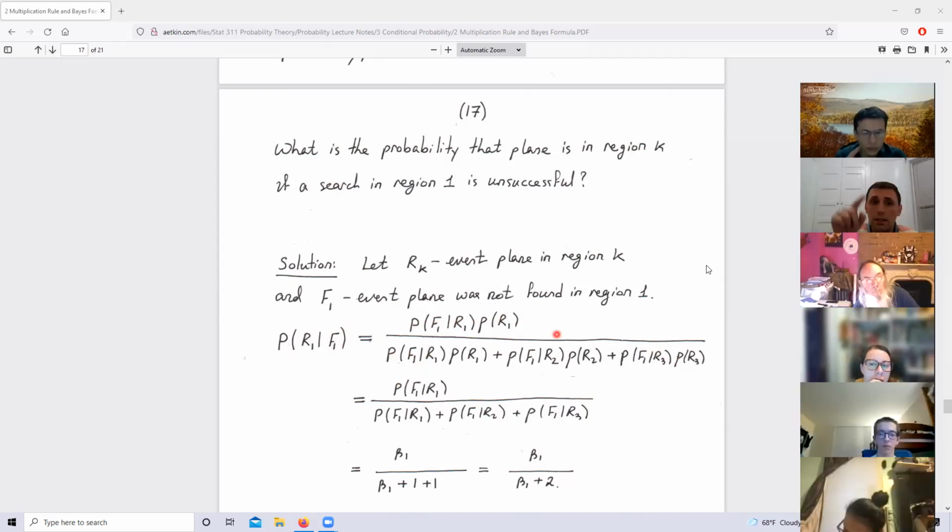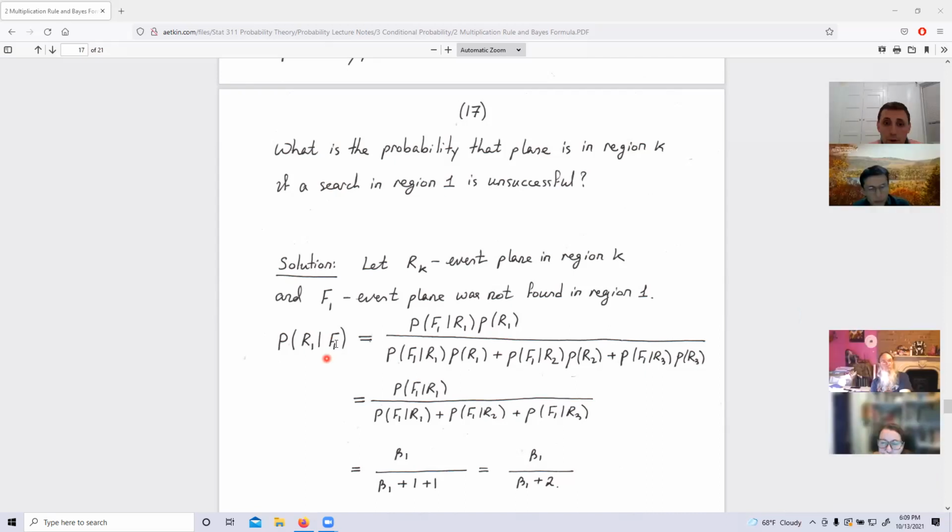I just did the same thing that I did on my whiteboard a moment ago, just fast here. So I have R1 and F1 divided by the probability of F1, and then I rewrite the numerator as probability of F1 given R1 times the probability of R1, divided by F1 intersect R1, F1 intersect R2, F1 intersect, onwards. Not being able to find this object in region 1 depends on whether or not the object is there. If the object is not there, I will not find it. If the object is there, I might still not find it. So it's an example where you want to do this type of conditioning.